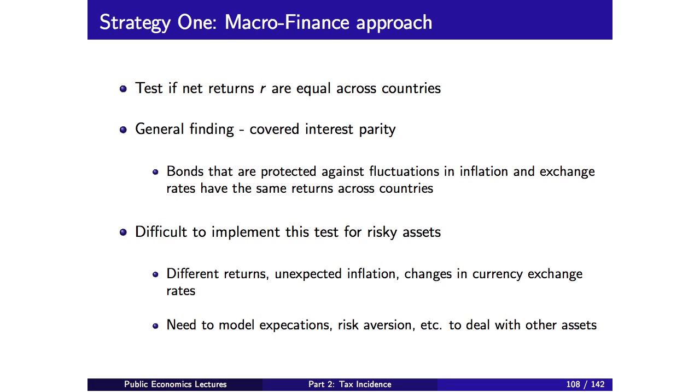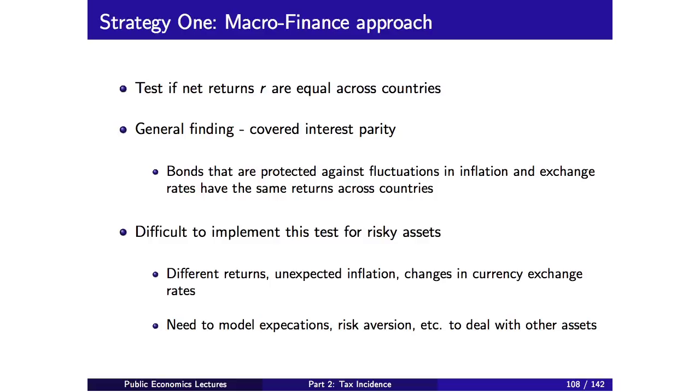So let's talk about strategy one, what I'm going to call the macrofinance approach. So what's the idea of free mobility of capital across countries? What should we see in equilibrium? We should see that net returns are equalized across countries, right? And there's kind of a mixed answer on whether we see that because of measurement issues. So the general finding is what people call covered interest parity. So one way to state that is that bonds that are protected against fluctuations in inflation and exchange rates have the same rates of returns across countries.